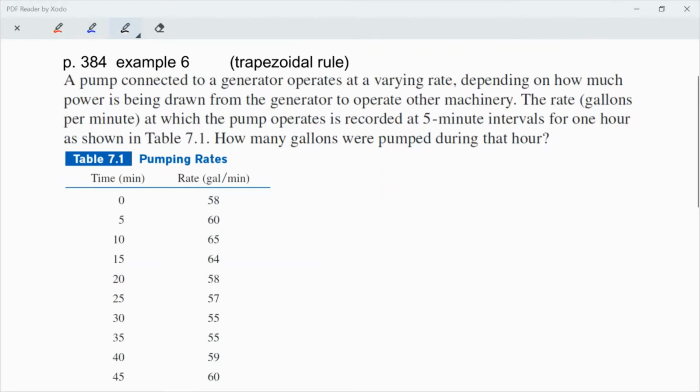So remember, in the end, we're still trying to do the same thing that I talked about in the first part of section 8.1. We're still trying to think about integrating this rate function, in this case from 0 to 60 minutes. I would want to integrate r of t dt. But like I said before, the problem is we don't have a rate function. So all we have are values at different points in time.